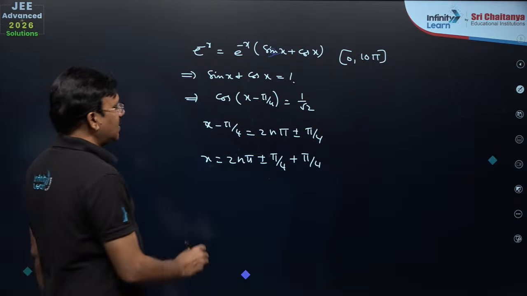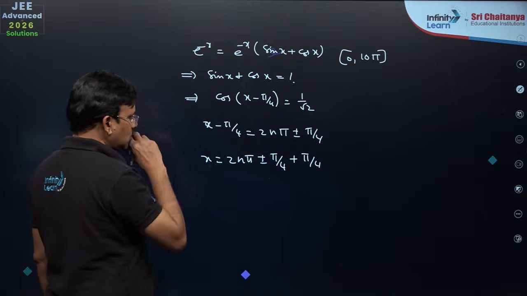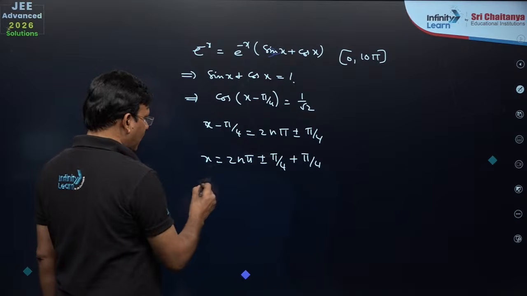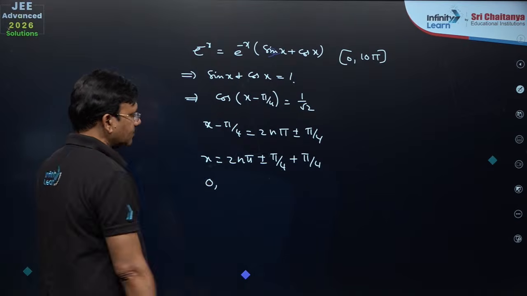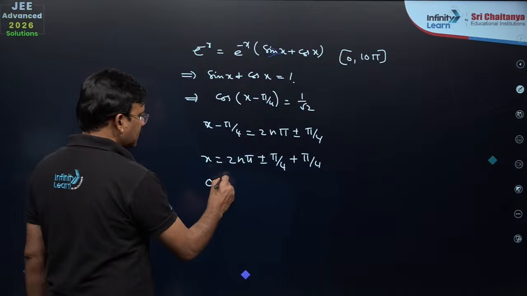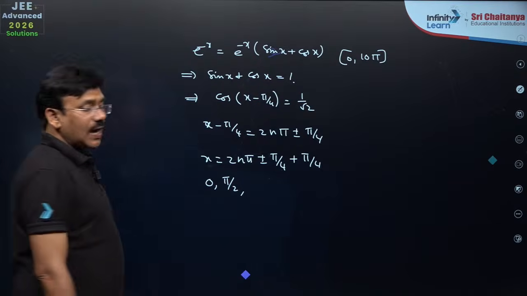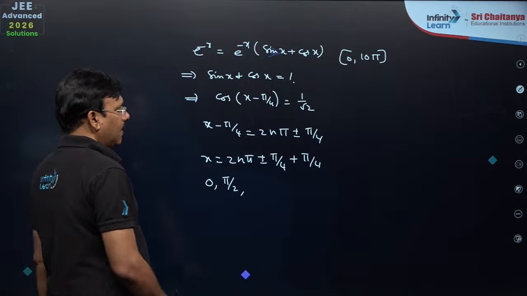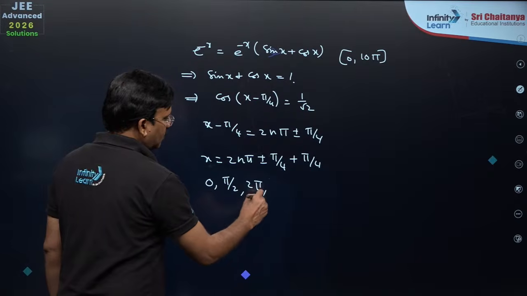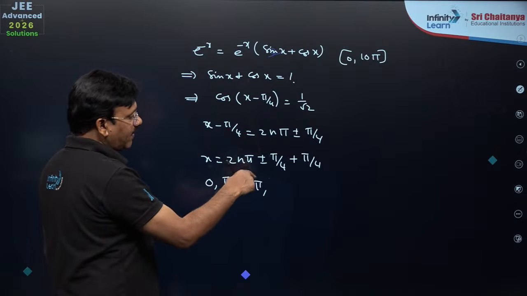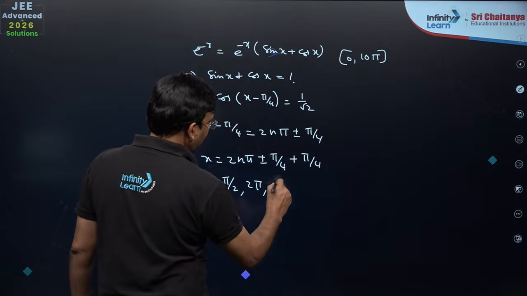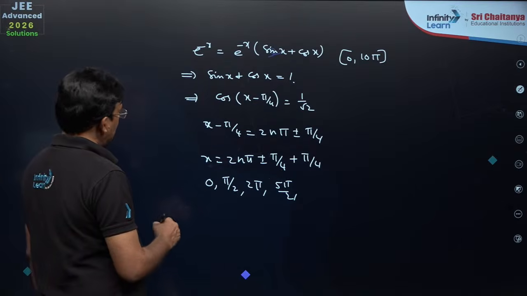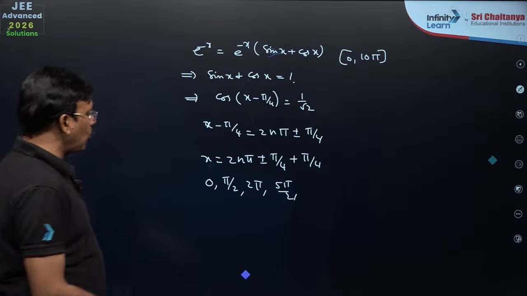So in this interval, dear students, put n is equal to 0: minus pi by 4 plus pi by 4 is 0, and plus pi by 4 plus pi by 4 is pi by 2. And if n is equal to 1, this is 2 pi plus 0, and 2 pi plus pi by 4 plus pi by 4, pi by 2, means 5 pi by 2. Similarly, n is equal to 2 gives 4 pi.